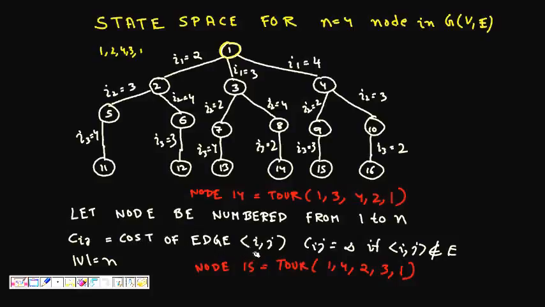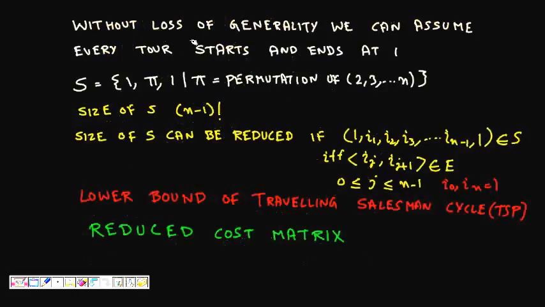Suppose the nodes are numbered from 1 to n, and Cij is the cost of edge ij. Cij is infinity if (i, j) is not an edge, and we have n nodes. Without loss of generality, we can assume every tour starts and ends at node 1. In a cycle, everything is symmetric. You can take any node as the starting point, but then you have to reach the same node again. So that tour can be represented by node 1, then pi, and coming back to 1. What is pi? Pi is a permutation of the nodes 2, 3, 4, 5, 6 up to n.